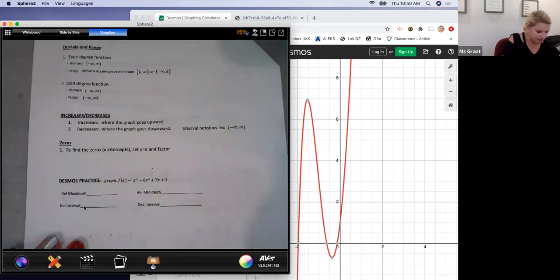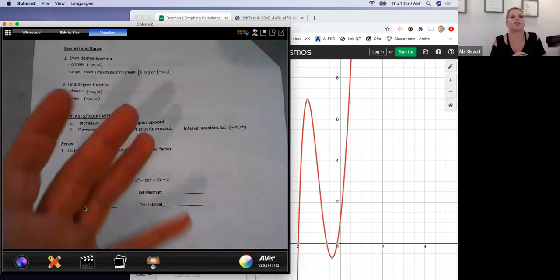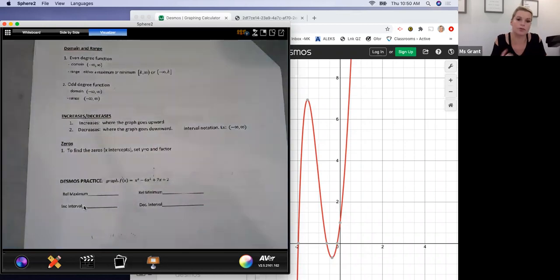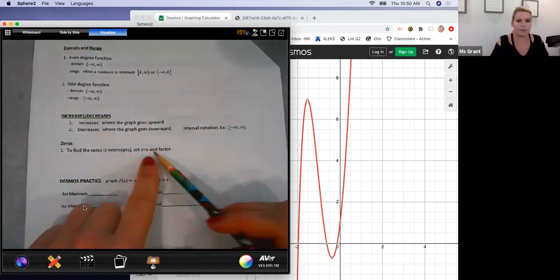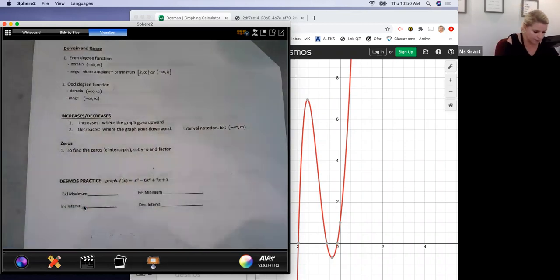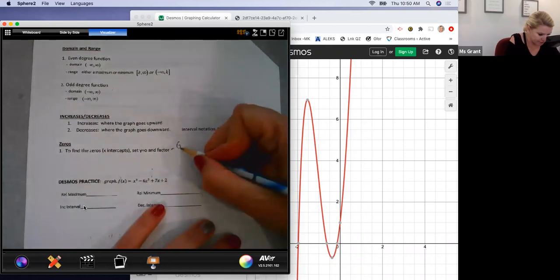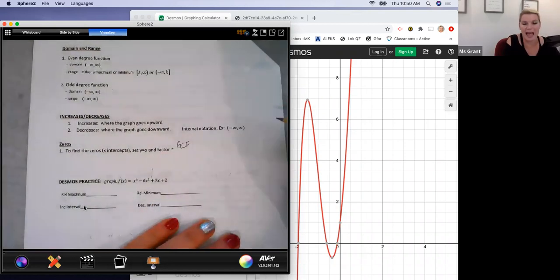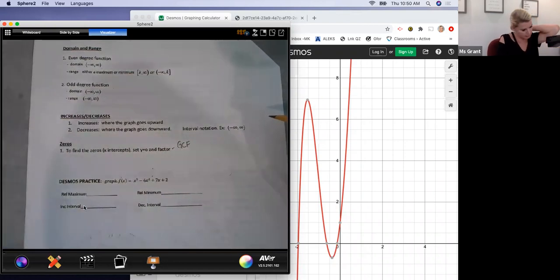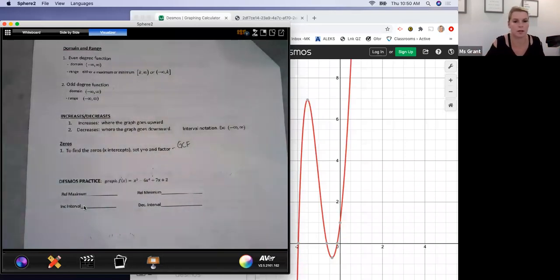If I'm ever asked to find the zeros, which are the x-intercepts, which are the solutions, which are the roots, I set y equal to 0 and I try to factor it. Remember, there's GCF that you could use. You could take out a common x or a number. You could factor it with parentheses. There's difference of 2 squares, perfect square trinomial, all the ways.